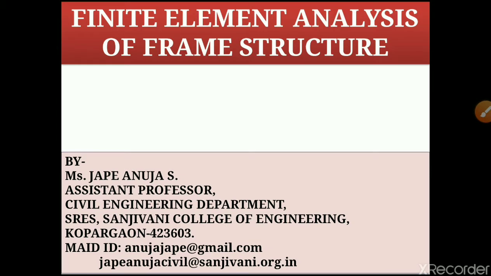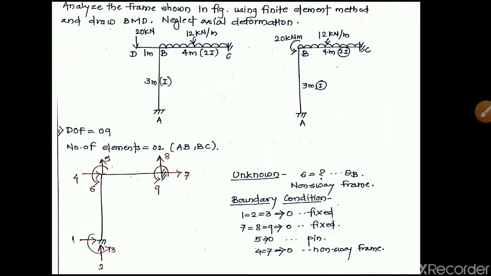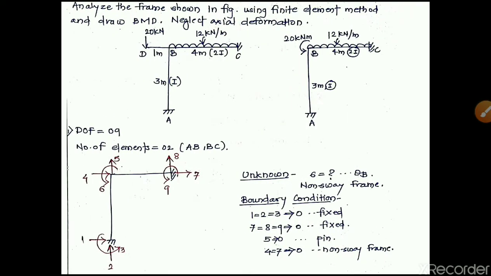Now let us see the second problem of finite element analysis of frame structure. In the first video we have seen the first problem of finite element analysis for frame structure. In that video the standard stiffness matrices for beam member and column member are given. So refer to that video for the standard stiffness matrix of beam and column. Now let us see this second problem.